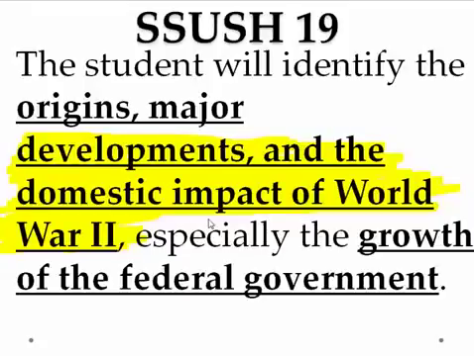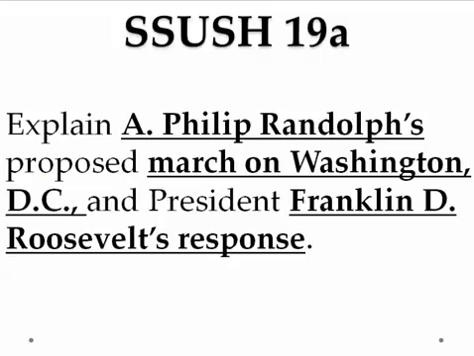Alright, we're about to start talking about 19A, but let's back up here to 19. The student will identify the origins, which we talked about in the last video, major developments, and the domestic impact of World War II, especially the growth of the federal government. We're going to look at some of the major developments, one of them we're about to talk about, and its domestic impact. So let's talk about developments.